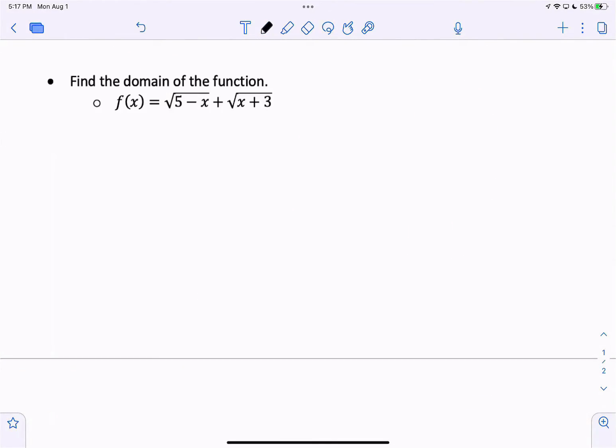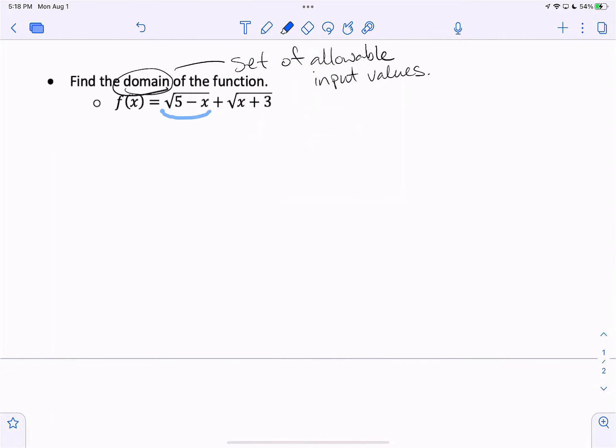Here is an exercise. We're going to find the domain of a function that's given using an algebraic expression. f of x is equal to the square root of 5 minus x plus the square root of x plus 3. The domain of a function is the set of allowable input values. In the case of this function, we have to consider the values that we're allowed to put into the square root of 5 minus x. And then separately, we're going to consider the allowable values into the square root of x plus 3, keeping in mind this is going to be a real valued function. We only want real numbers here.